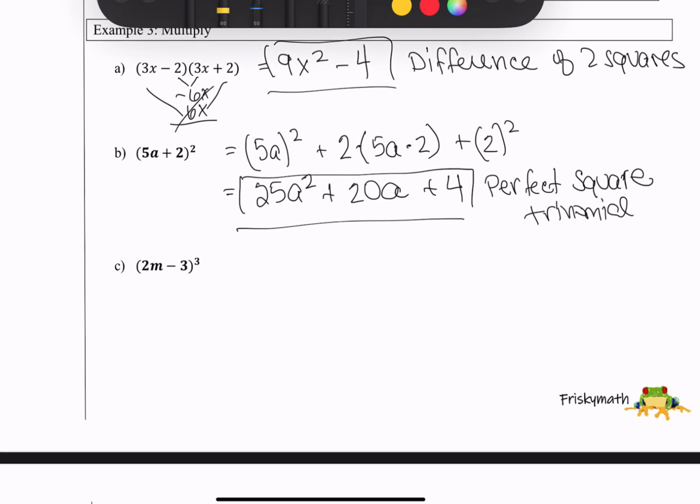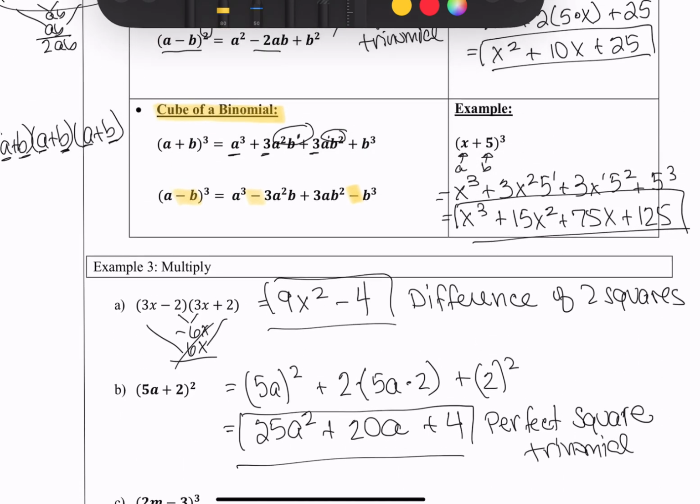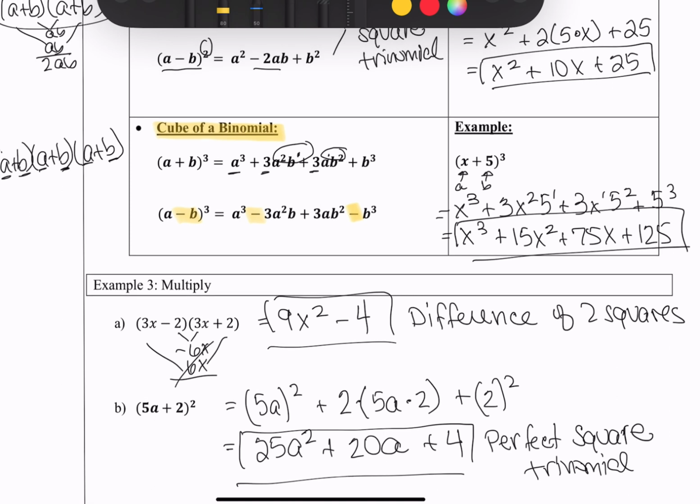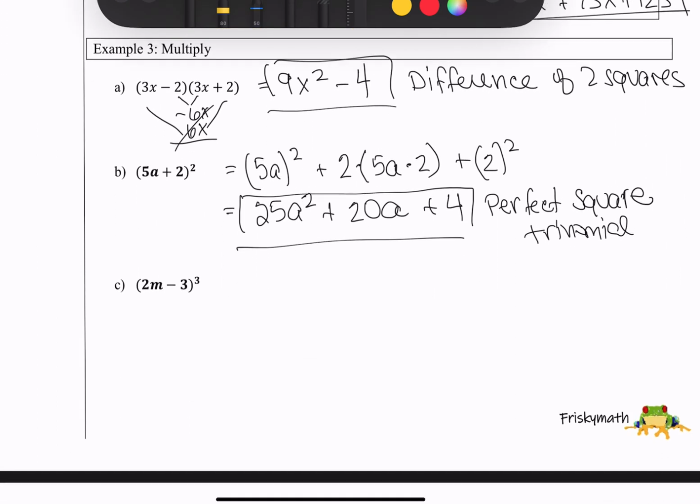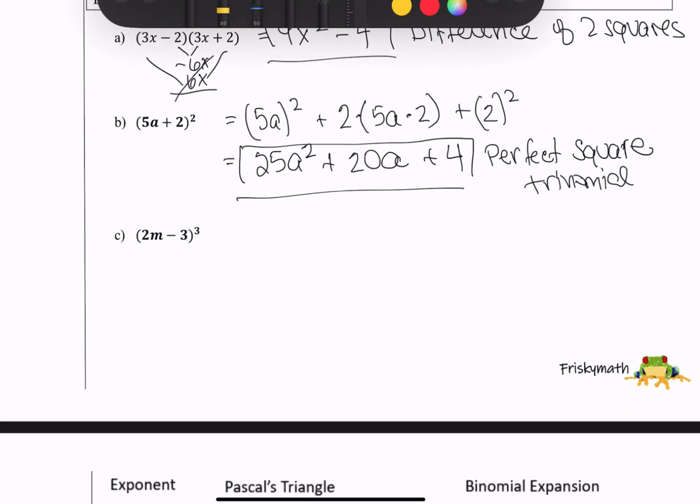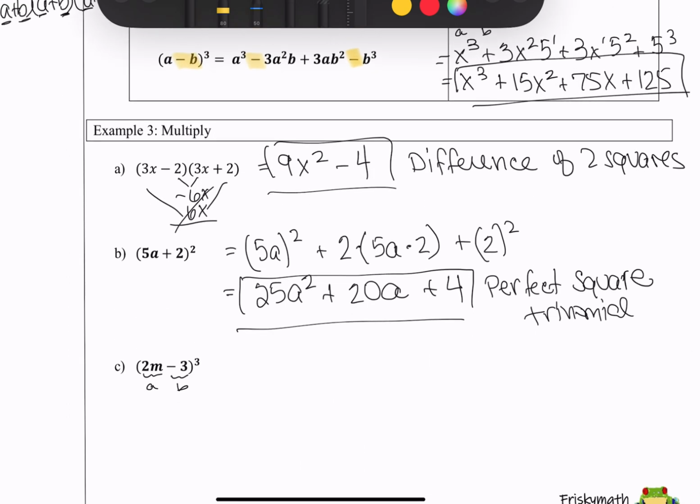Last example. Notice now I've got a binomial raised to the third power. So this is actually the cube of a binomial. And I promised you one with a subtraction sign. So now you've got a difference of two terms in that binomial and it's being cubed. So we're going to have to be a little bit more careful with this one. First of all, recognize what your two terms are. So you could think of 2m as your A and -3 as your B. And then you can just follow this pattern.